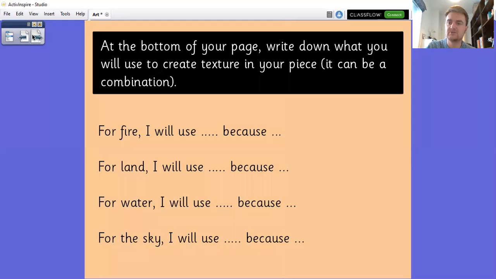And make sure that you really justify your reasons. So why would you use that for this? Why would you use cross-hatching for land? Why would you use the 3s for the sky? But good luck with it. And remember, we're going to be using this later on in the week. So have fun with it.